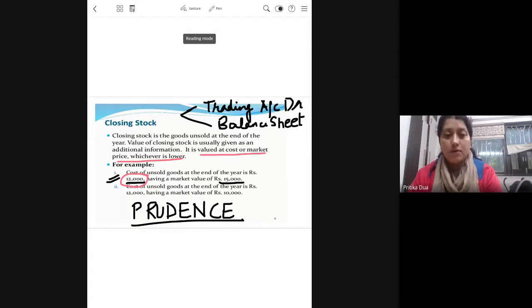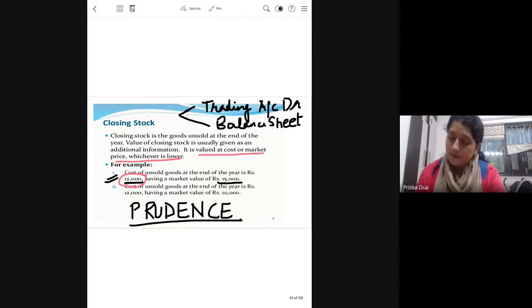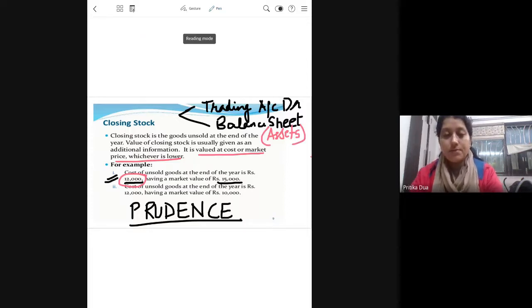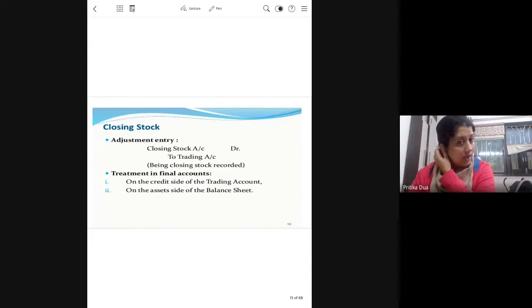Okay, so we record closing stock at two places: trading account and balance sheet asset side, and we record it at the lower of the cost price or the market price. That is how the adjustment entry for closing stock is done. So here you are also given the adjustment entry. Now in final accounts, since you are preparing accounts, if you need to write down the entry, then it is very easy.